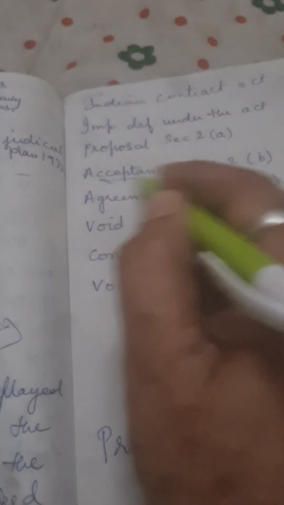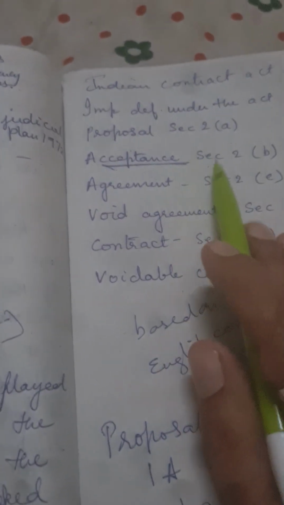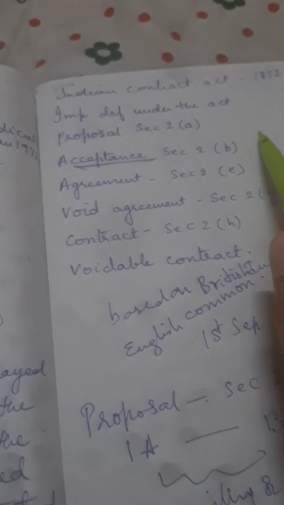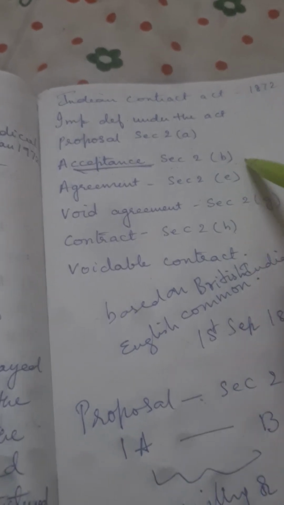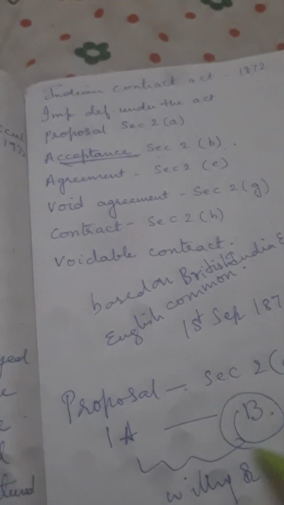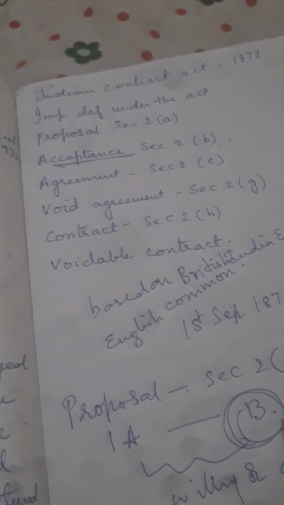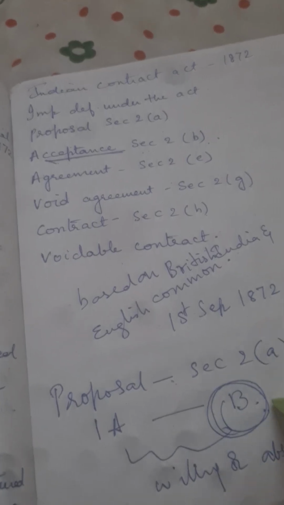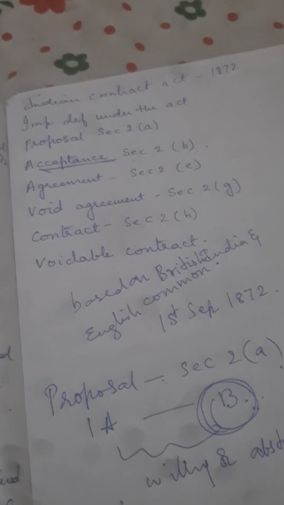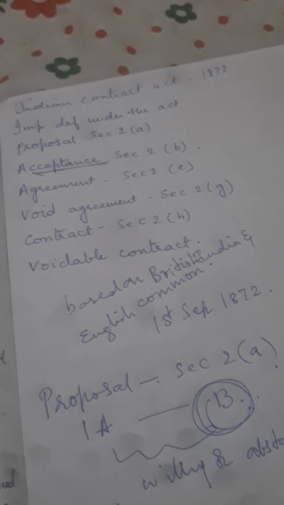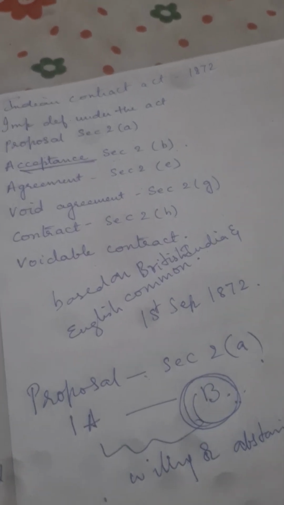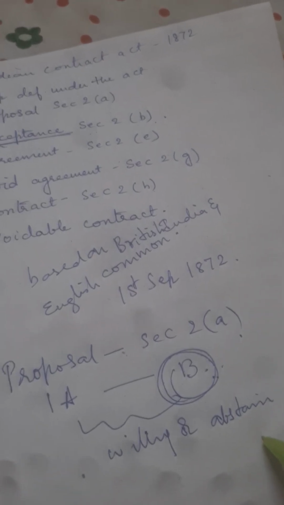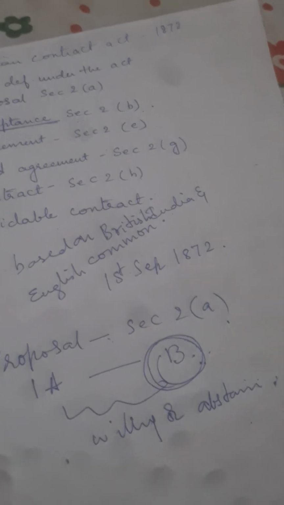Second comes acceptance. Acceptance we can see under section 2B. So, what is acceptance? When the person to whom the proposal is made signifies his assent thereto, the proposal is said to be accepted. Like, okay, I am okay with this proposal. When he says something like that, it is said to be accepted. A proposal when accepted becomes a promise.